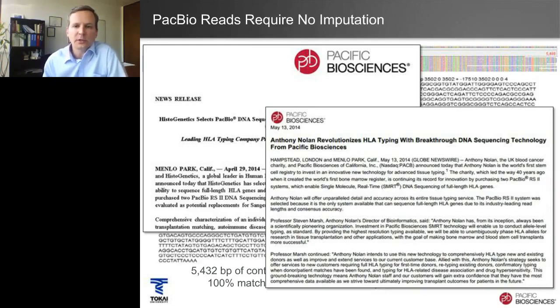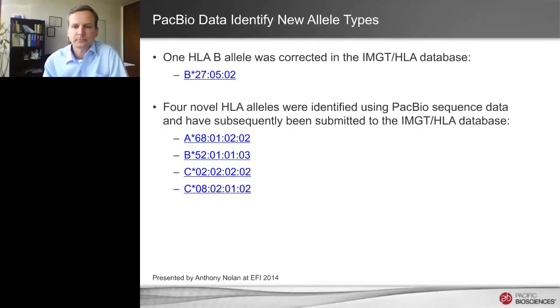Similarly, Anthony Nolan, a UK-based blood cancer charity, has purchased two instruments, and they're also going to use it for advanced HLA typing. And with this new capability come new alleles that have been identified and also corrections to the database. So one HLA-B allele has been corrected in the IMGT database, and 4 novel alleles have already been identified, and this was presented by Anthony Nolan, the charity, at the recent big HLA meeting in Stockholm.